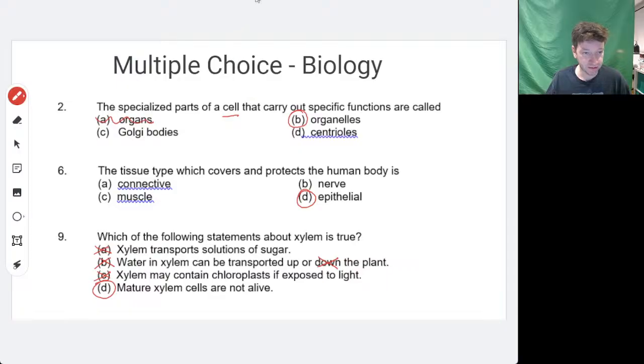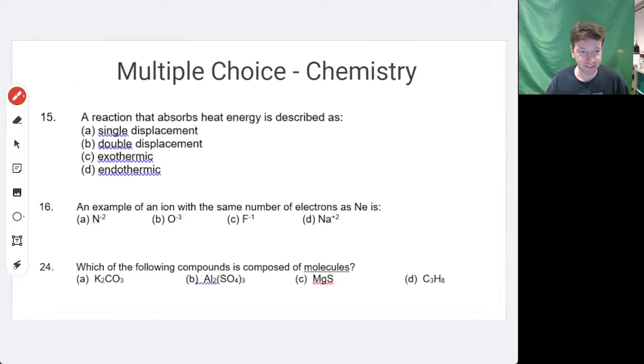All right. Next is chemistry. A reaction that absorbs heat energy. So it's taking heat energy from the surrounding environment. All right. Let's just ignore these two. It's going to be either exothermic or endothermic. Exothermic means to release heat energy. Endothermic means to absorb it. So we're going to go with D.